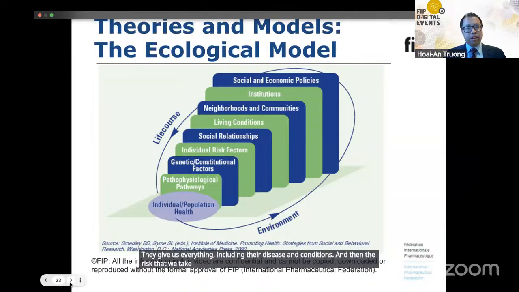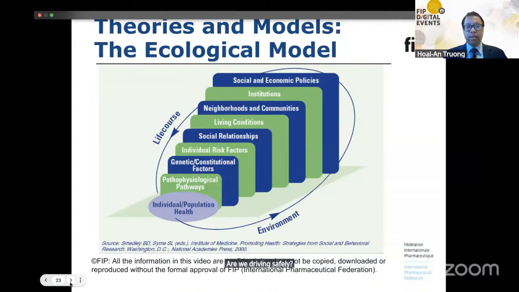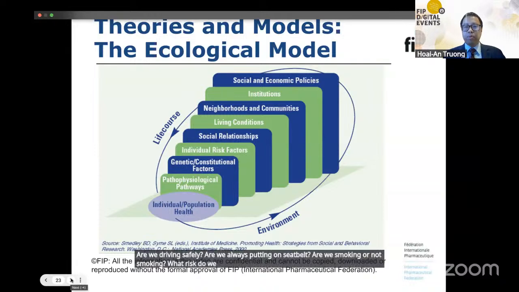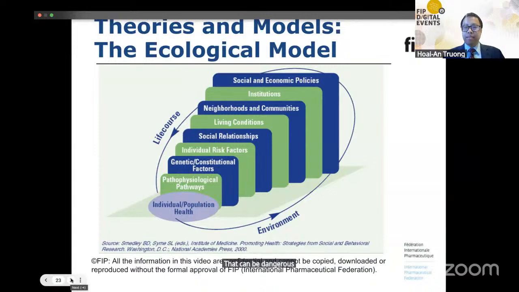Are we driving safely? Are we always putting on seatbelts? Are we smoking or not smoking? What risk do we take? Do we play extreme sports that can be dangerous? When we ride a motorcycle, for example, do we wear a helmet for protection? What are the risks we take?